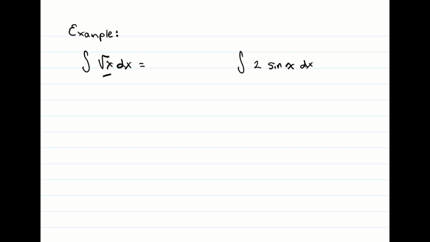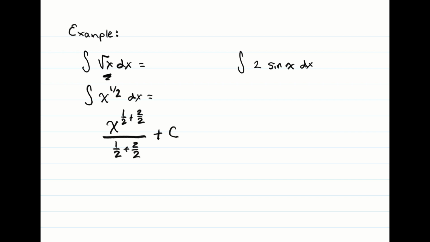All right, so this one, the square root of x, can be rewritten as the integral of x to the 1/2 dx. It is a power function, so we should be able to use the power rule for antiderivatives. All right, so this is equal to x to the 1/2 plus 1, which is 2 over 2, all right, over 1/2 plus 2 over 2, plus ta-da, c.